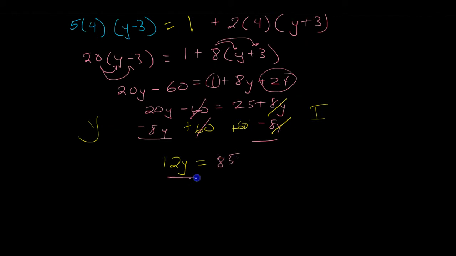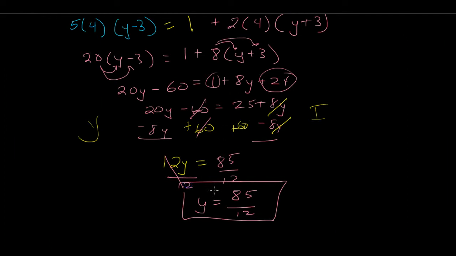Now I solve for y by dividing 12 from both sides. Y is equal to 85 over 12. That doesn't look like it's factorable. I think that's done. And you can check the back of your book to make sure that's true.